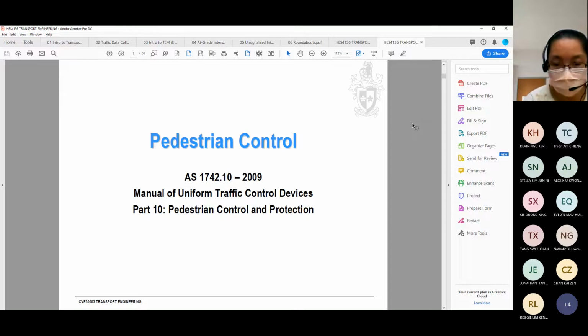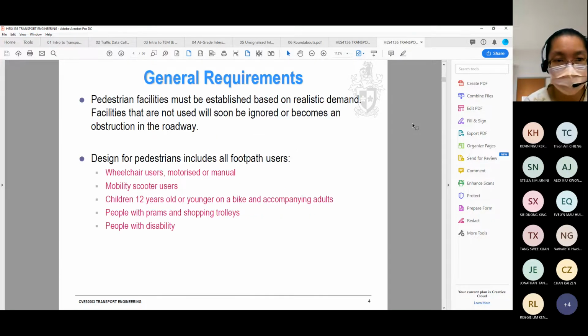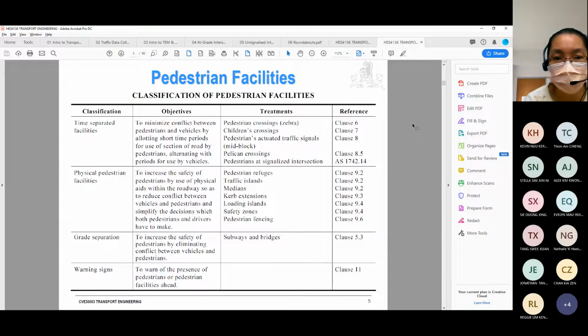One is on pedestrian facilities, all the different facilities, which is classified into time-separated facilities, physical pedestrian facilities, or grade separation facilities. All right. So time-separated, this is meaning to say if pedestrian moves, vehicle cannot move. If vehicle moves, pedestrian cannot move. So you allocate time for pedestrian, you allocate time for vehicle.